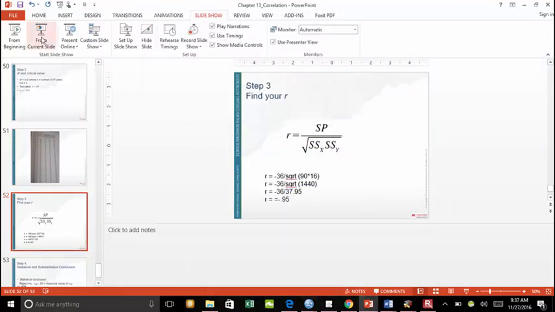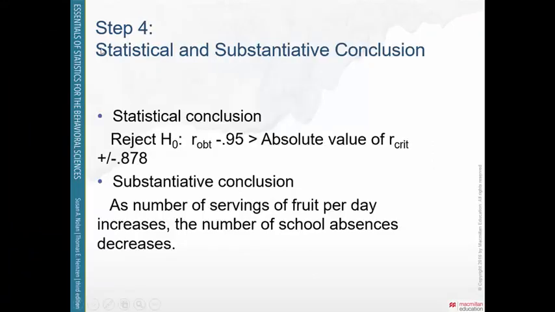And so in this case, we would reject the null. Our obtained R of negative 0.95 is greater in absolute value than our critical R of plus or minus 0.878. Substantively, as the number of servings of fruit per day increases, the number of school absences decreases, right? That's our negative correlation.